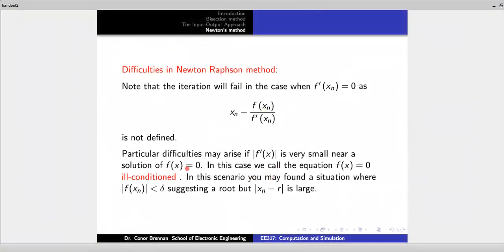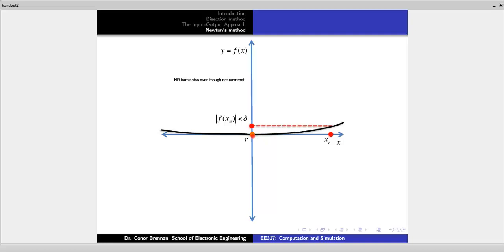This is particularly troublesome if, near f(x) equals 0, near the root, the values of f'(x) are very small near the root itself. So if f' is equal to 0, that means f'(x) will be close to 0 near the root, which means we have a situation like this. Here's the root, and it's got a very flat curve in the vicinity of the root.